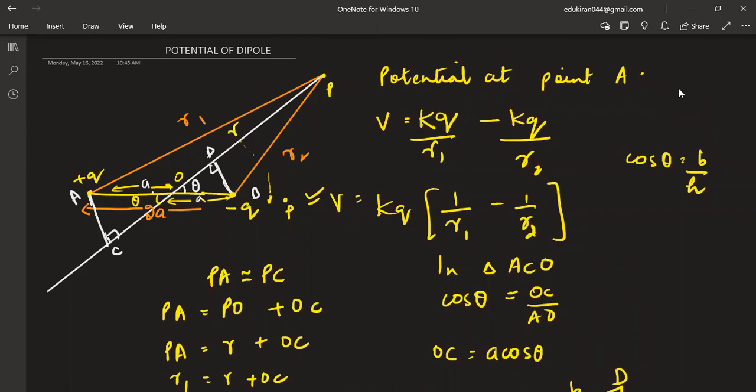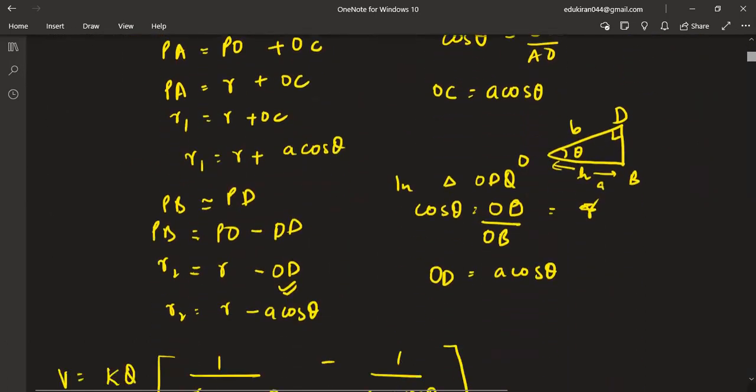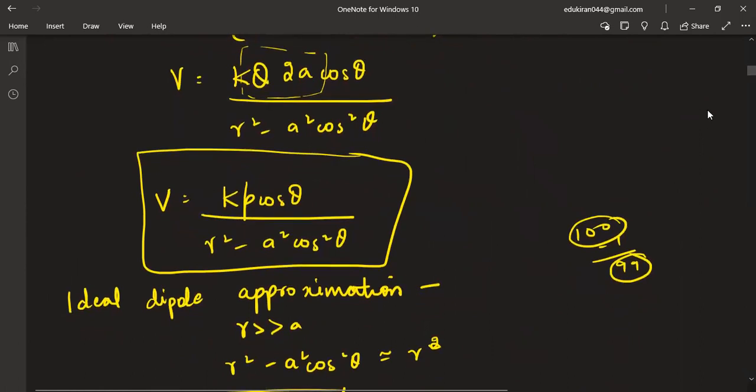All right, so learn the general formula, because equatorial is already zero and axial is also a very simple formula. Learn the generalized one, not with the ideal dipole approximation. R is very, very much greater than A, so R square minus A square cos square theta is approximately equal to R square. Use the ideal dipole approximation when it is needed, but usually the questions have Kp cos theta by R square minus A square cos square theta. For your JEE entrance, this formula becomes very important out of all the formulas that are present.